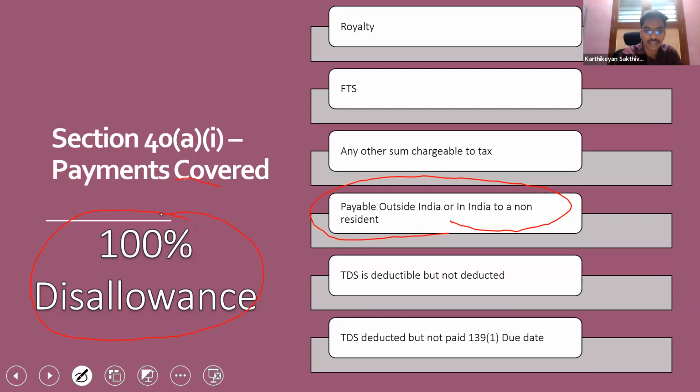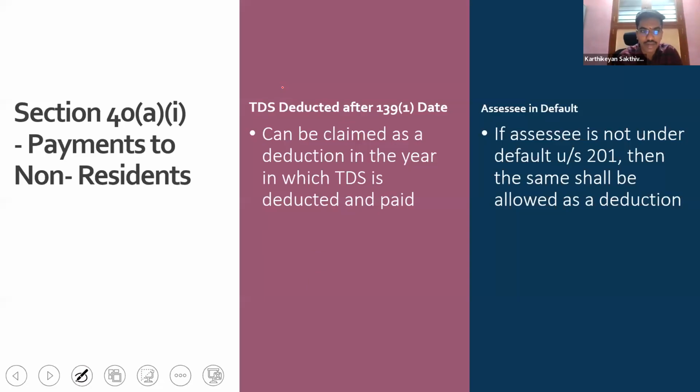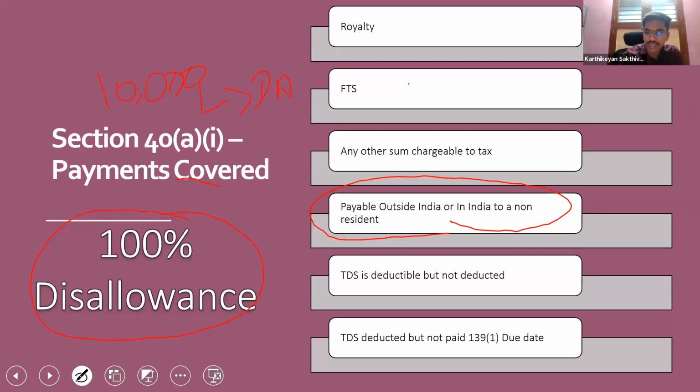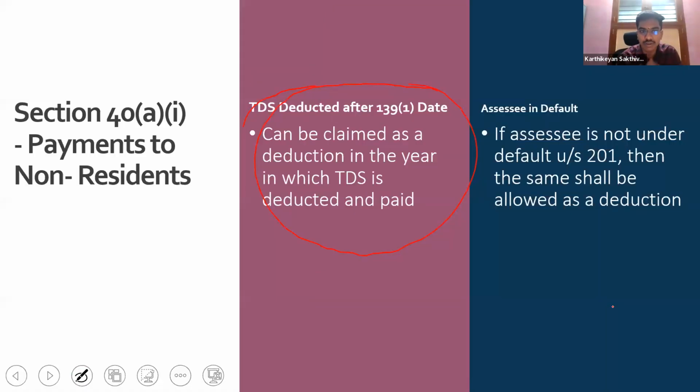If I have not deducted TDS for 10,000 rupees, the entire 10,000 will be disallowed. The entire 10,000 will be disallowed. Right? Next is section 40A(ia). So this is what we have just seen now. If TDS is deducted after the 139(1) due date, what happens is, if TDS is not deducted before the 139(1) due date, it is disallowed in the current year. In whichever year I deduct and pay the TDS, in that year it can be claimed as deduction.